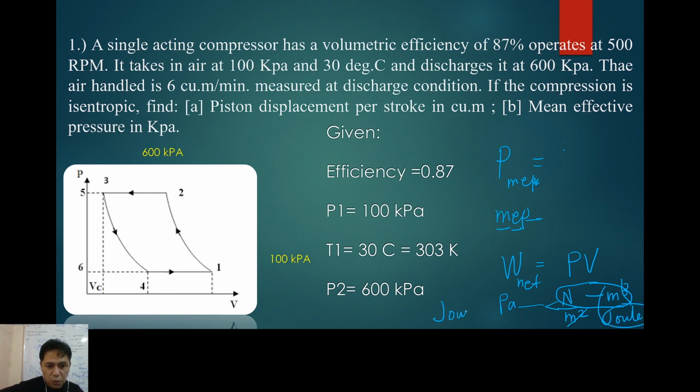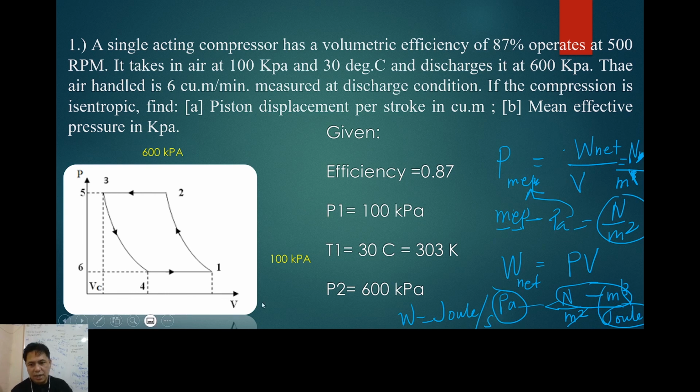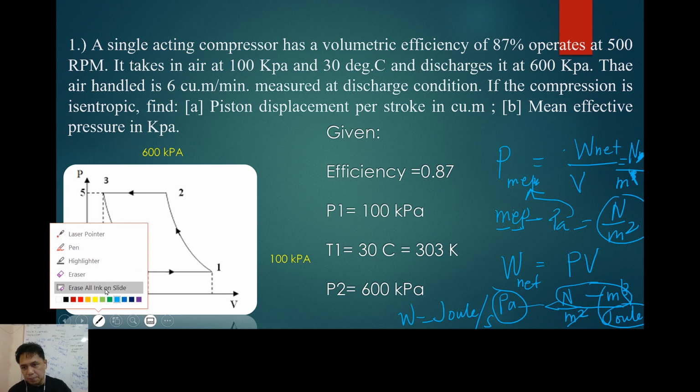So you have the joule, which is a unit of work or energy, right? When you divide joule per second, it becomes watts. Okay, now, if you have this formula, what's the formula for P? The formula for P is work net over volume. So this one is work net, Newton meter, and ito naman ay meter cube. So one unit of meter will be canceled. What will be left is Newton per square meter. And what is Newton per square meter? Pascal. Okay? So we discussed the formula that we are going to use.